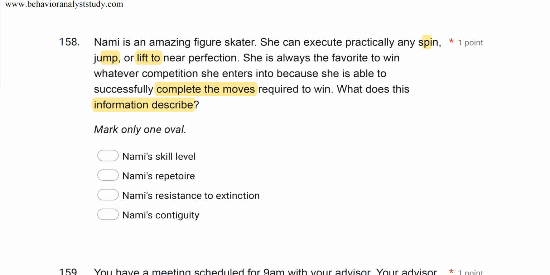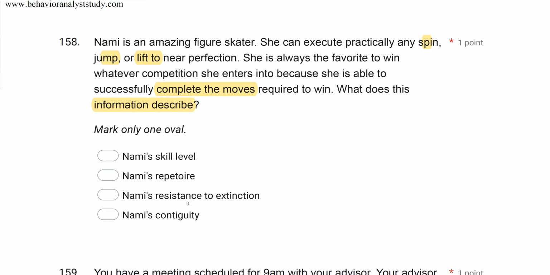They could be self-stimulatory responses. So you have a repertoire of self-stimulatory responses. They can be maladaptive behavior, the repertoire of maladaptive behaviors. They can be skills. So in Nami's case, she has this repertoire of skills. We're describing the repertoire. C, Nami's resistance to extinction doesn't really make sense. We're not discussing extinction at all. We're not withholding reinforcement for anything. And then Nami's contiguity. This is where fluency is important. Contiguity has nothing to do with this question.